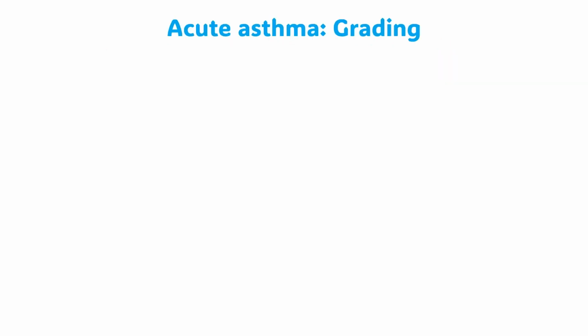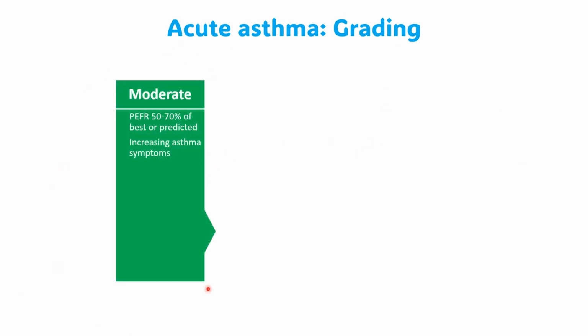Okay, so now let's talk about the grading of acute asthma in adults. When we have moderate asthma, this is going to be a peak expiratory flow rate between 50 to 70% of their best or predicted value, and they're going to have some increasing asthma symptoms, so that episodic dyspnea, chest tightness, etc.